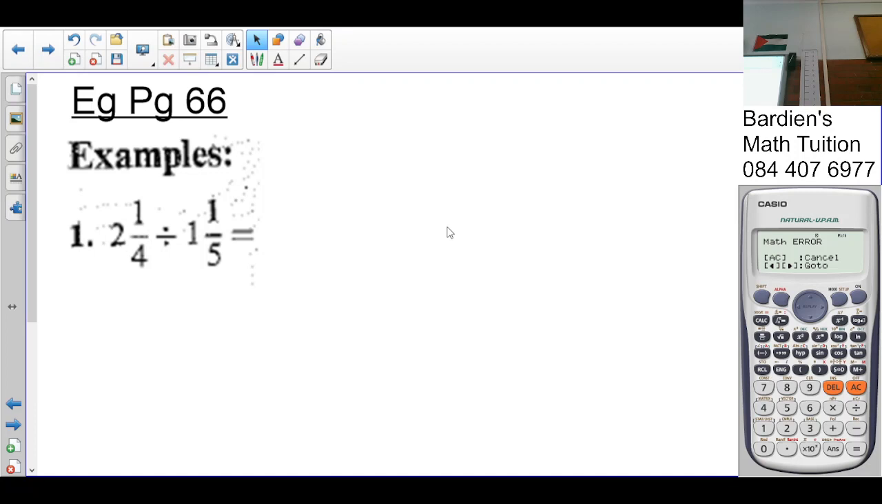Okay. Example number 1 on page 66. We are asked, in number 1, to simplify. You've got 2 1/4 divided by 1 1/5. Do your thing then.